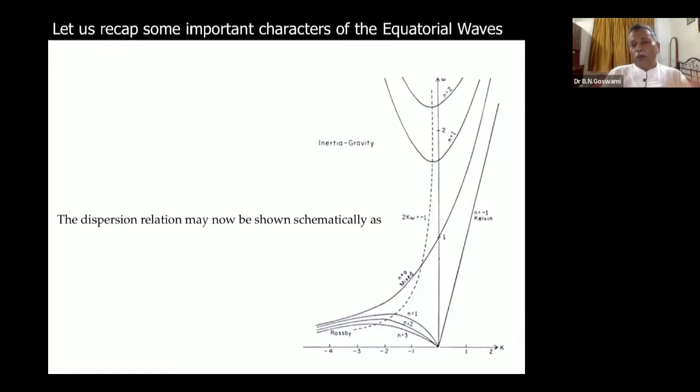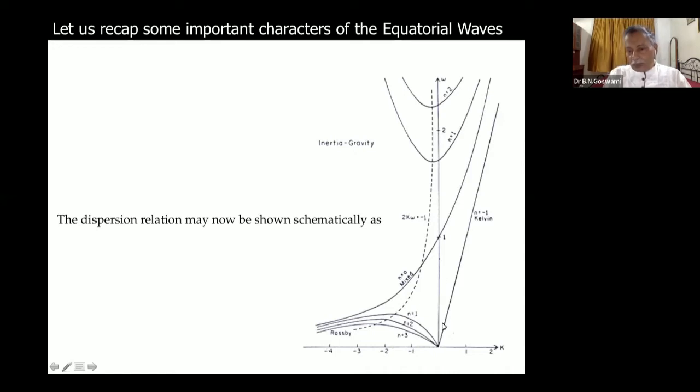So some of the properties of the equatorial Rossby waves. So we have these westward propagating Rossby waves, the free Kelvin wave, the mixed Rossby-gravity wave spanning both eastward and westward propagation, and the inertia gravity waves.